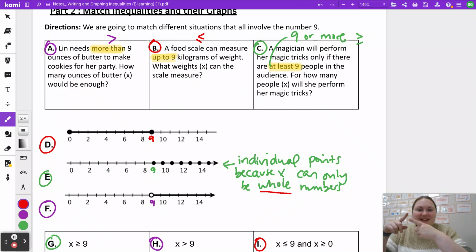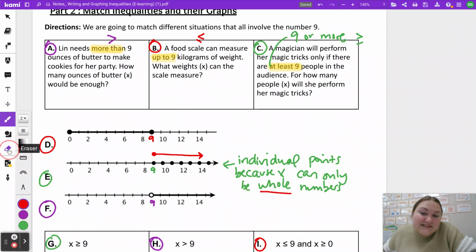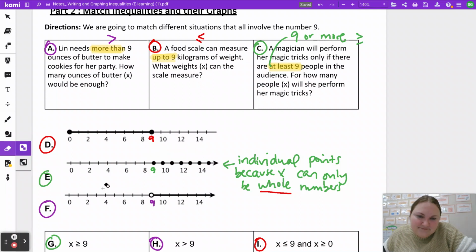Whole numbers like 9 people, 10 people, 11 people. She cannot have 9.5 people in her audience. And because she can't have 9.5 people in her audience, I'm not coloring in every number bigger than 9. That's what a shaded in number line would be. I'm just doing those individual points. So related to that idea, we really have to think about what types of numbers we are talking about.